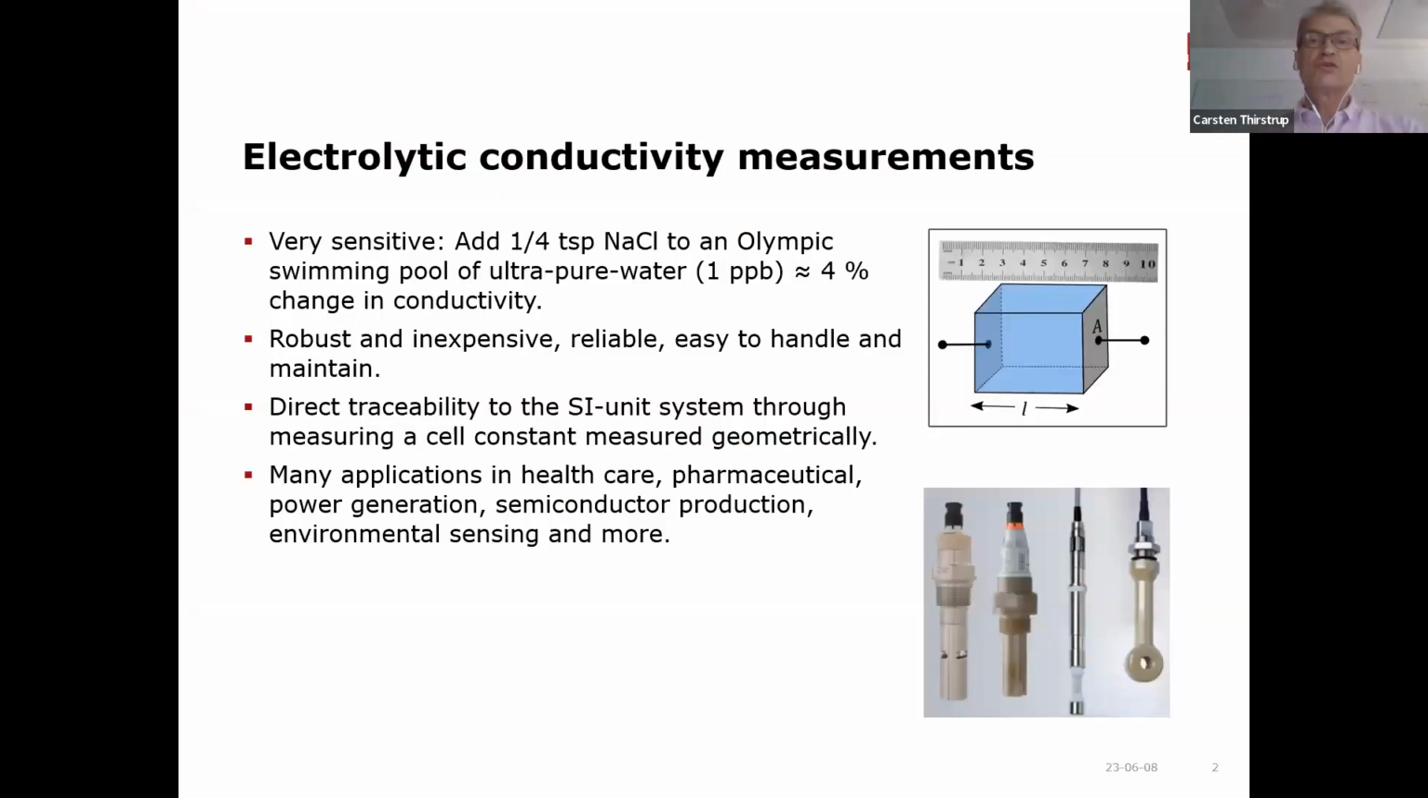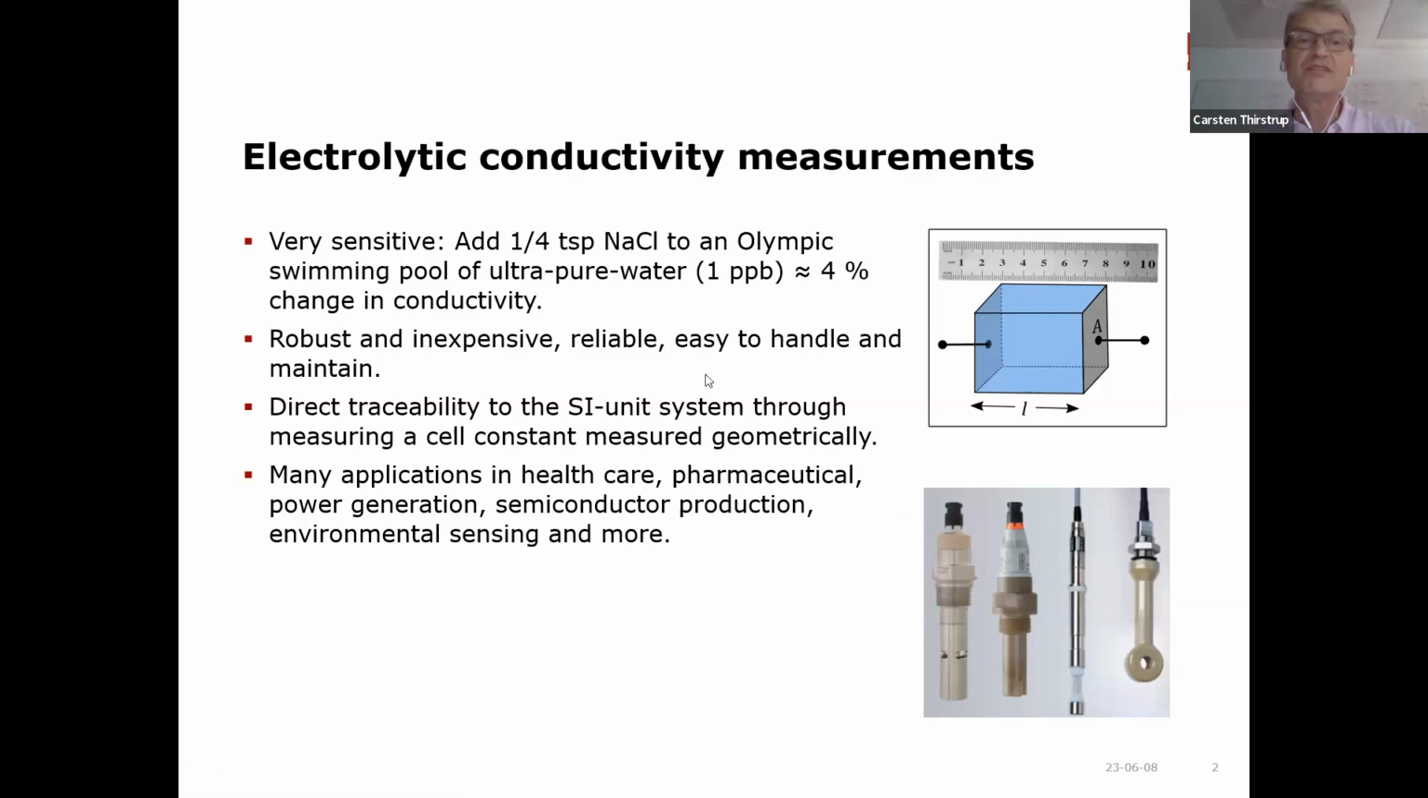So electrolytic conductivity measurements are attractive, and they are being used widely in healthcare, pharmaceuticals, power generations, and many other fields, because they are very sensitive. For instance, if you add 1/4 teaspoon sodium chloride to an Olympic-sized swimming pool of ultra pure water, you will observe a 4% change in conductivity. In addition, those sensors are robust, inexpensive, reliable, and they are also easy to handle and maintain.